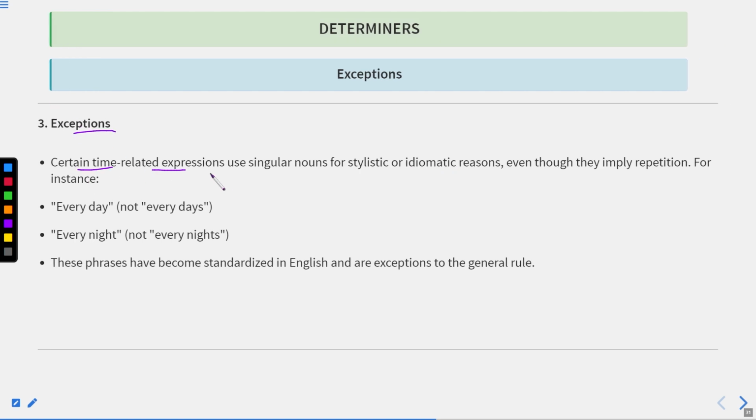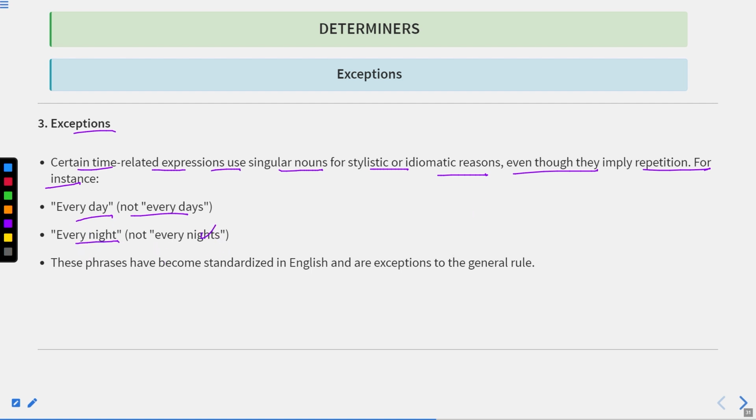Exceptions. Certain time-related expressions use singular nouns for stylistic or idiomatic reasons, even though they imply repetition. For instance, every day, not every days. We cannot use every days because day is obviously singular. If I say every month, that is right. But if I have used a number before it, then I can say every 6 months. But if I say every month, that is fine.